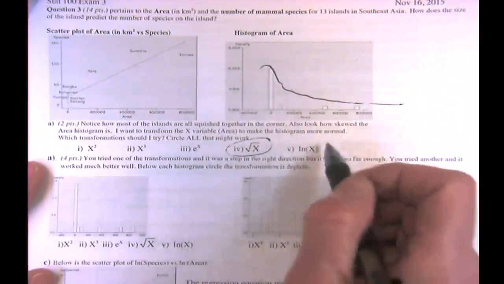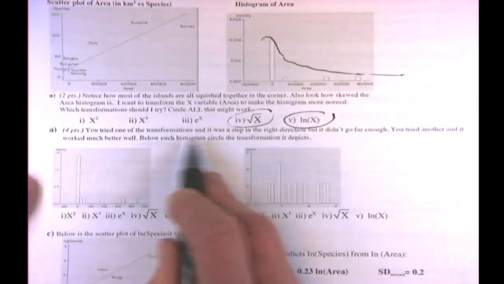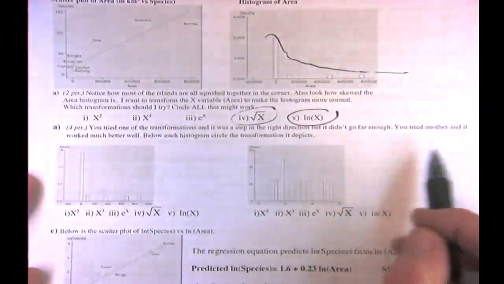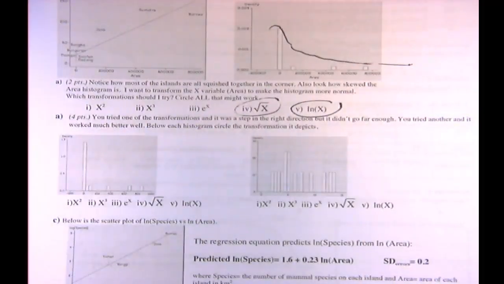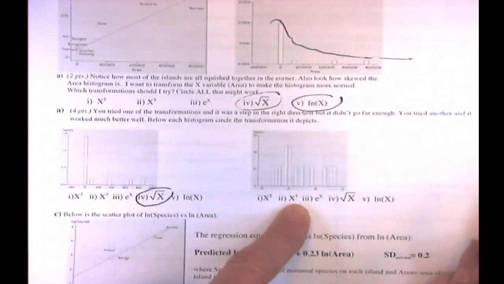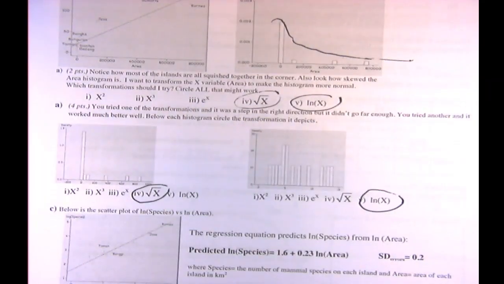So which transformations? The square root or the log. Now, I tried both of them. I tried one of the transformations, and it was a step in the right direction, but it didn't go far enough. And I tried another one, and it worked much better. Which ones did I try? So this is just what we went over in the last page. This one didn't work. This is your first step. So this is the square root that helped compared to this, but this did a lot better job. This was more drastic, and this is the log. Okay? Questions so far?